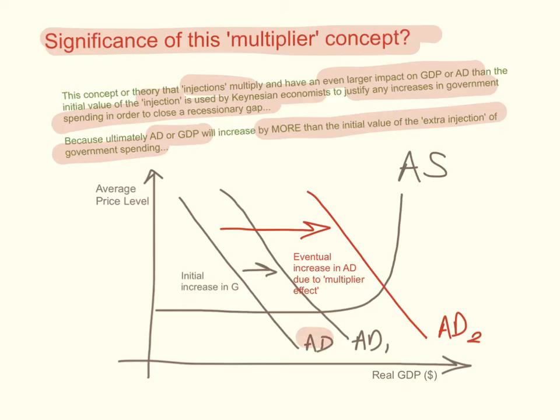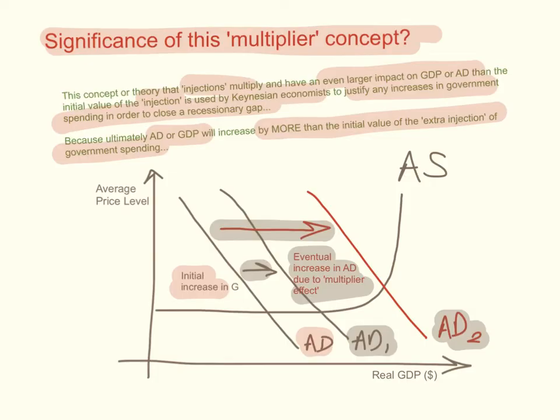Okay? If AD is assumed to be the initial aggregate demand curve, with the initial increase in government spending, the curve will shift to the right initially to AD1, because that will be that initial injection of government spending. But over time, there will eventually be an increase in AD due to the multiplier effect, and this will then lead to another even bigger shift to AD2. So initially, the injection might only shift aggregate demand by a small amount, but over time it multiplies, and you'll see an even bigger shift in the aggregate demand curve. And that's the multiplier effect.